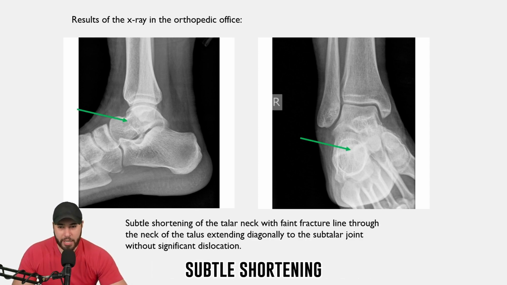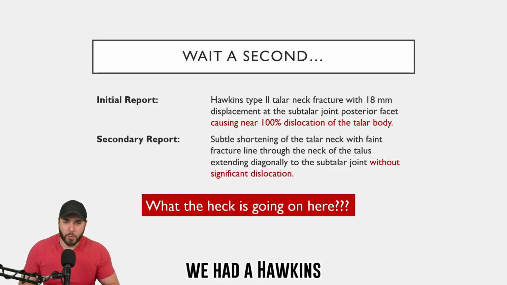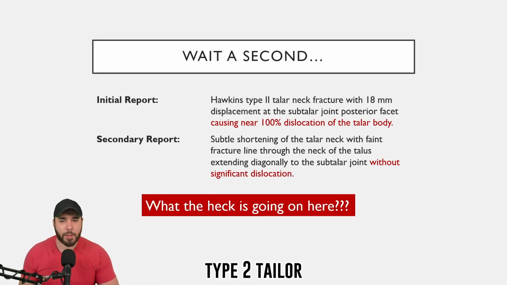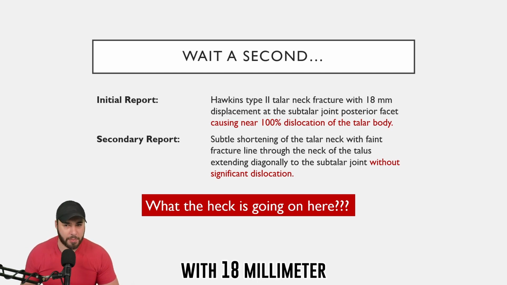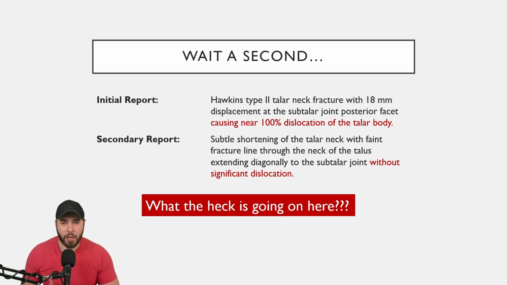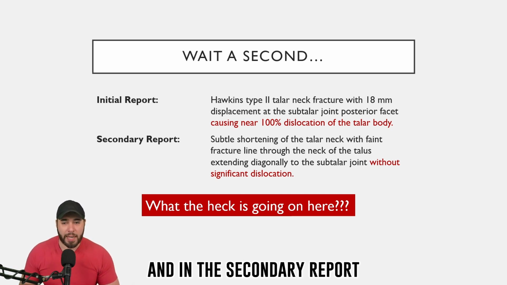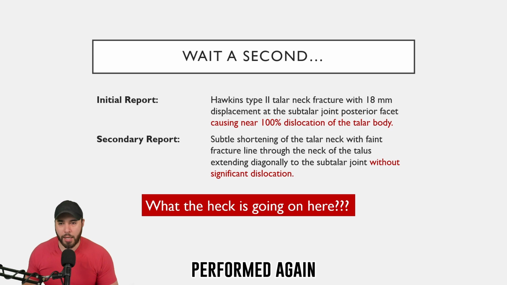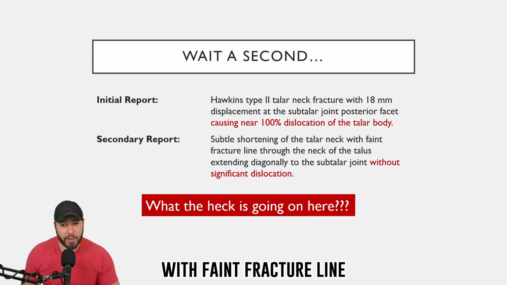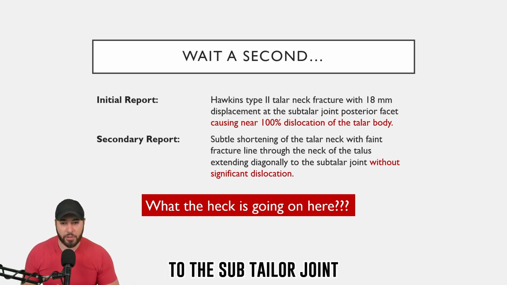So we can see subtle shortening of the talar neck with faint fracture line through the neck of the talus extending diagonally to the subtalar joint without significant dislocation. So in the initial report, we had a Hawkins type 2 talar neck fracture with 18 millimeter displacement at the subtalar joint, posterior facet causing nearly 100% dislocation of the talar body. And in the secondary report performed again, we had subtle shortening of the talar neck with faint fracture line through the neck of the talus extending diagonally to the subtalar joint without significant dislocation.